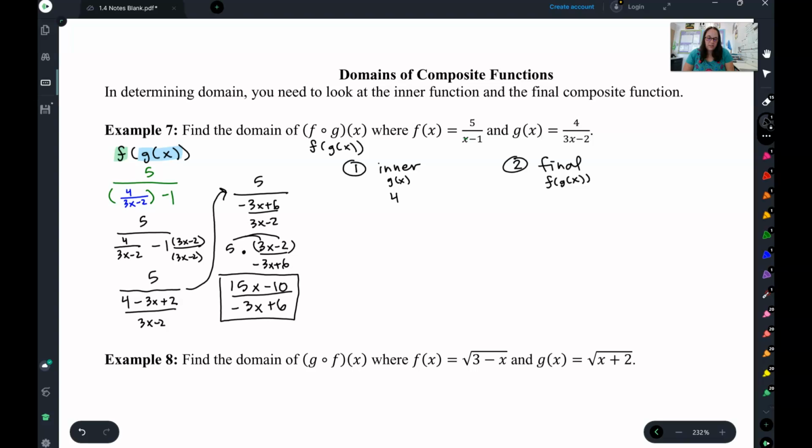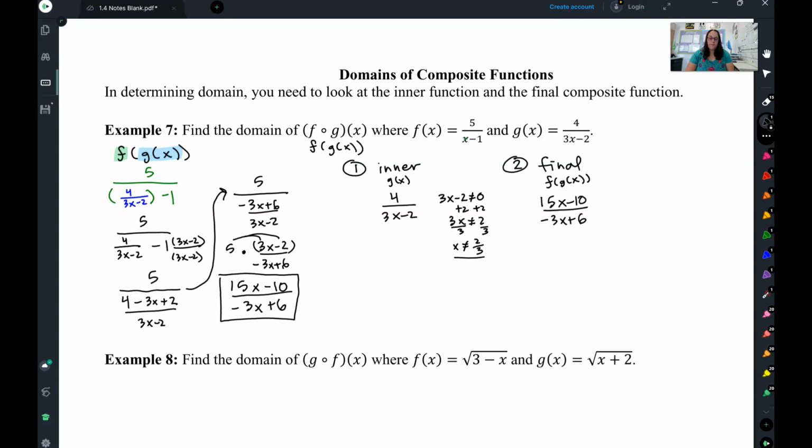g of x is 4 over 3x minus 2. So when I'm thinking domain, I think roots and denominators. No roots here, I just have the denominator. So I say this denominator cannot equal 0. So I know that my domain is everything except 2/3. That's my inner domain. Now I look at my final answer. That's the one we just got.